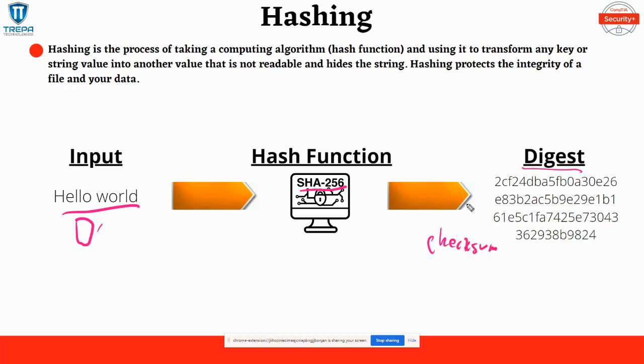So this isn't converting this "hello world." We're not doing transposition here. This is creating a unique digest from your input's information. And then we can use that digest to verify that our input, our file, or our text hasn't been changed.